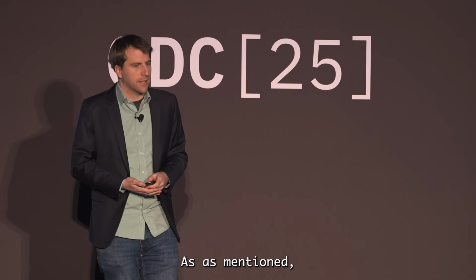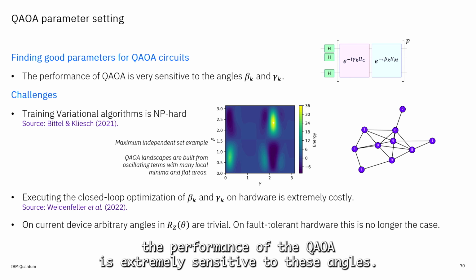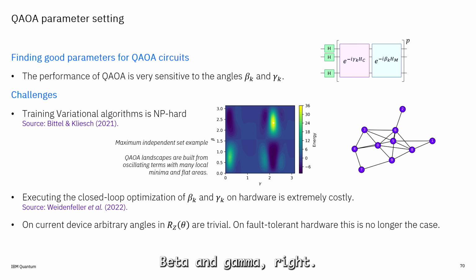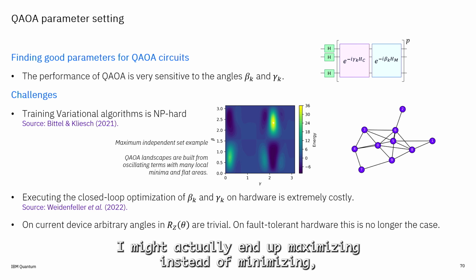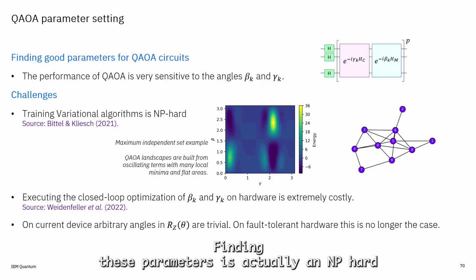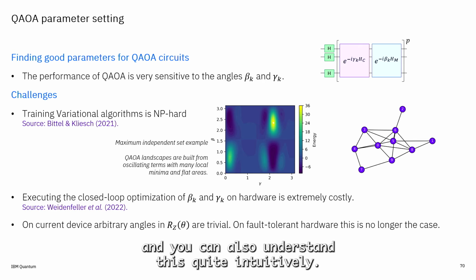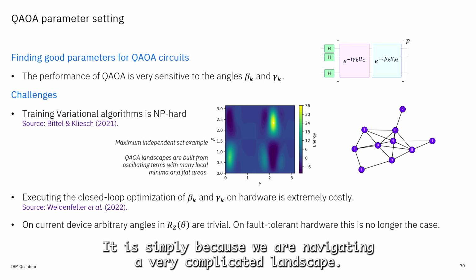Right. As mentioned, the performance of the QAOA is extremely sensitive to these angles, beta and gamma. Right? If I choose them improperly, I might actually end up maximizing instead of minimizing, for instance. Finding these parameters is actually an NP-hard task. Right? There's papers that cover this. And you can also understand this quite intuitively. It is simply because we are navigating a very complicated landscape.